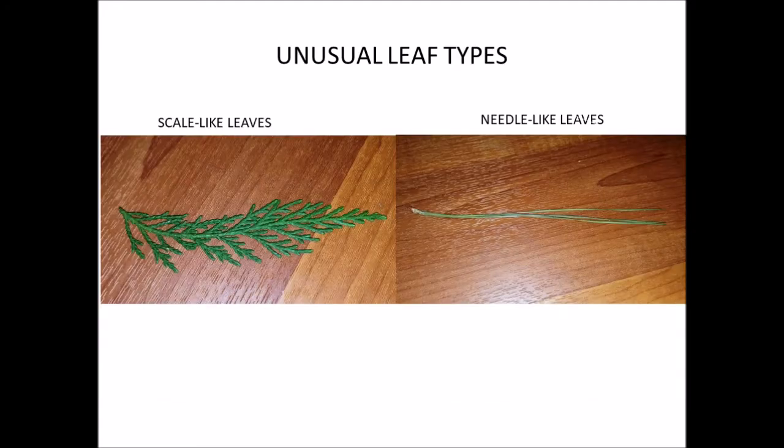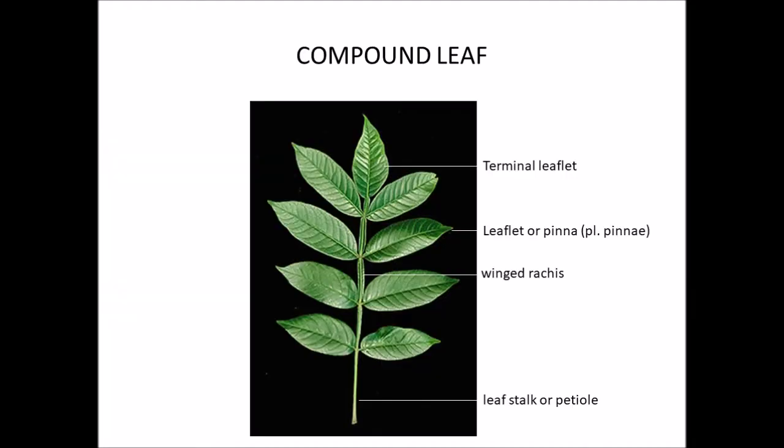There are some unusual leaf types. Some leaves may be scale-like, and that's very common in cedars, for example, the Atlantic white cedar or the Eastern red cedar. And then a lot of leaves might be needle-like. This is typical of pine trees, firs, and spruces. The firs and spruces have much shorter spiny-like leaves. Pine trees usually have much longer leaves, as pictured on the right.